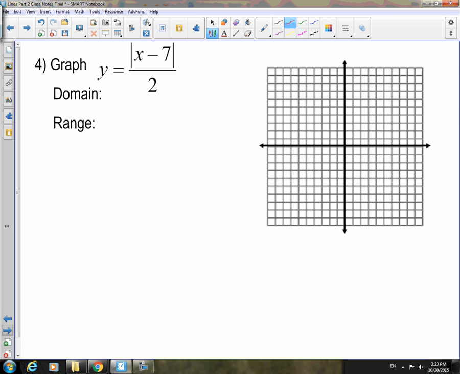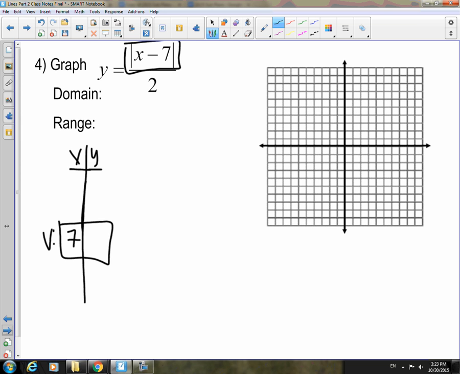And last but not least, we'll take a look at this absolute value of x minus 7 over 2. So I'll make my xy table. And again, I want to find my vertex first. So I look at that absolute value and I say, what would make that 0? So that would be a value of 7. So that will be my vertex because 7 minus 7 is 0. So then 2 numbers smaller than that would be 6 and 5. 2 numbers bigger than that would be 8 and 9.